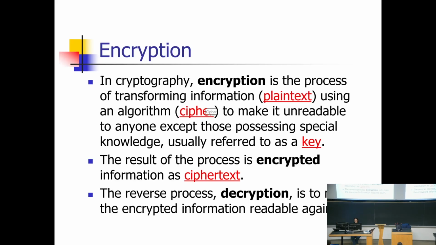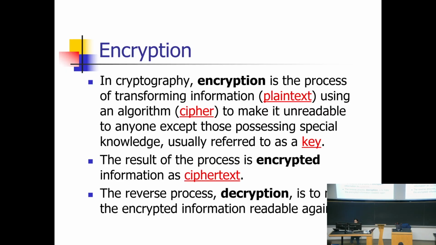Encryption turned that letter into a message that looks like nonsense. It doesn't have any meaning, but it is actually encrypted. In cryptography, encryption is the process of transforming information using an algorithm. We call that algorithm a cipher, to make it unreadable to anyone except those possessing special knowledge, usually referred to as a key. So the key is your secret piece of information. The key is very important because without the key, you cannot see what the real data was, right?